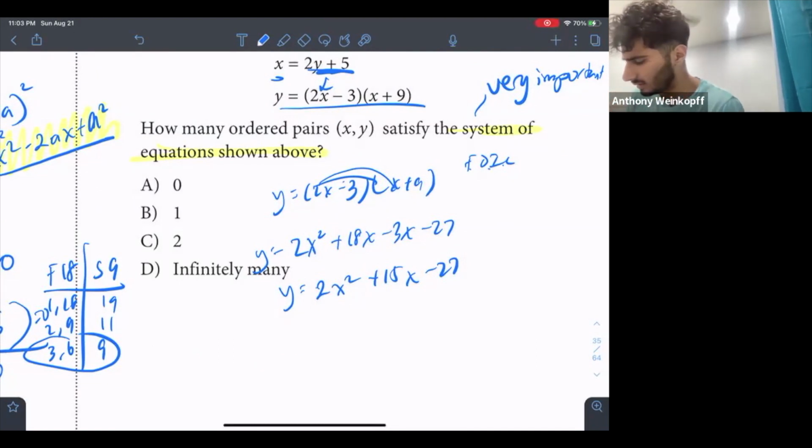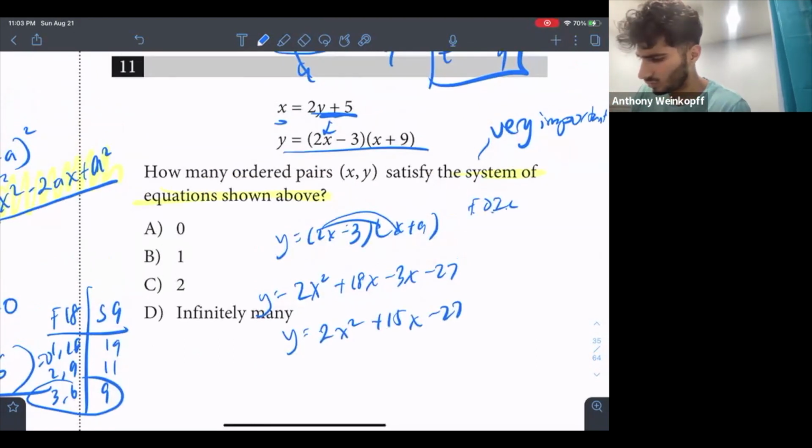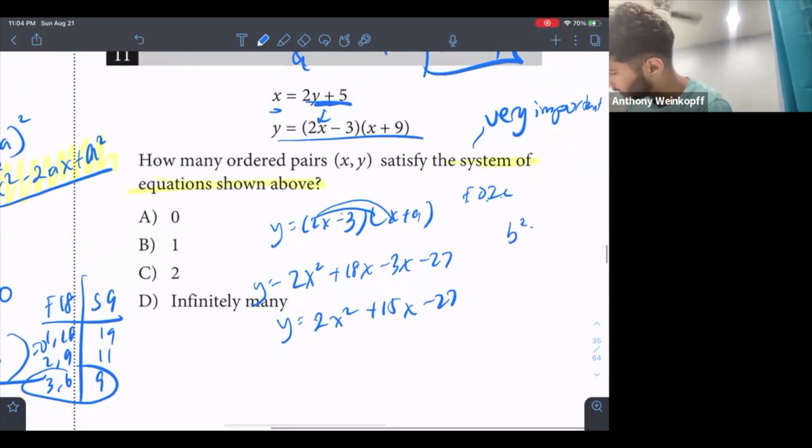Let's see. Because I'm thinking you have to use b squared minus 4ac for this method. That's what you would have to do.